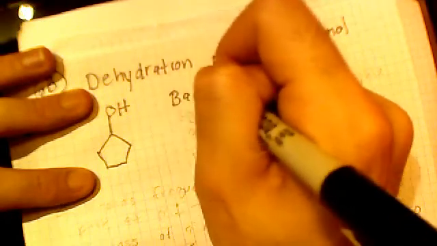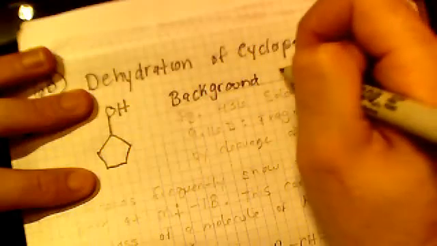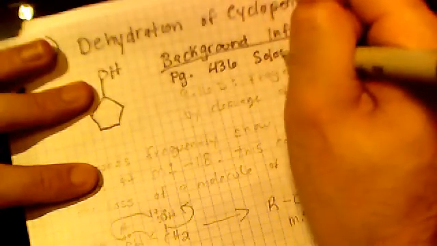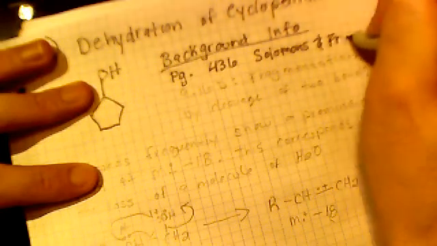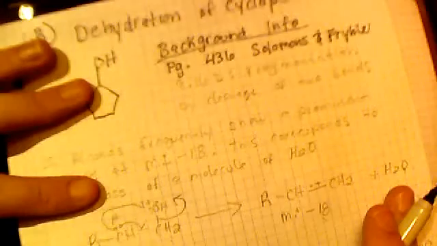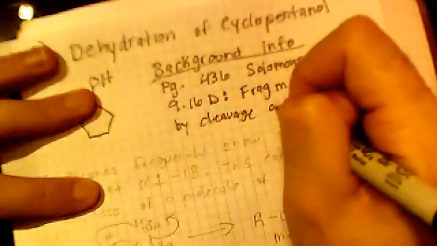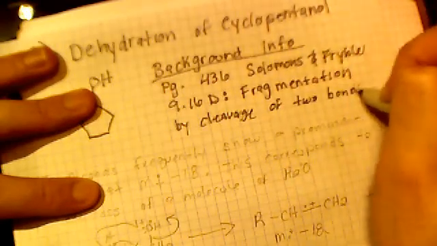Alright, so in order to answer this, I had to do some background checkup. So this was background info. And okay, so I got this from page 436 in the Solomons and Fryhle Organic Chemistry 10th edition, and it was 9.16 D, and it is fragmentation by cleavage of two bonds. That's the title of the section where I had to get this information from.